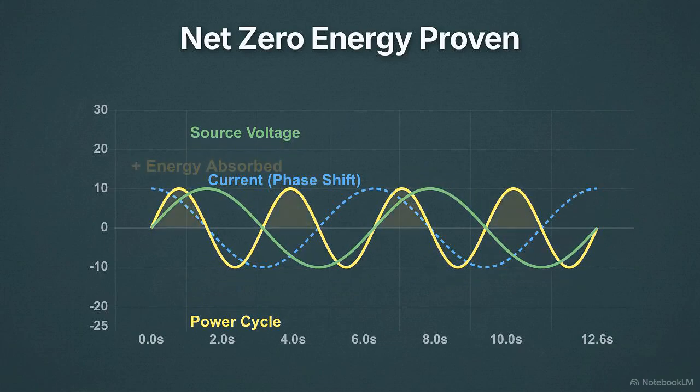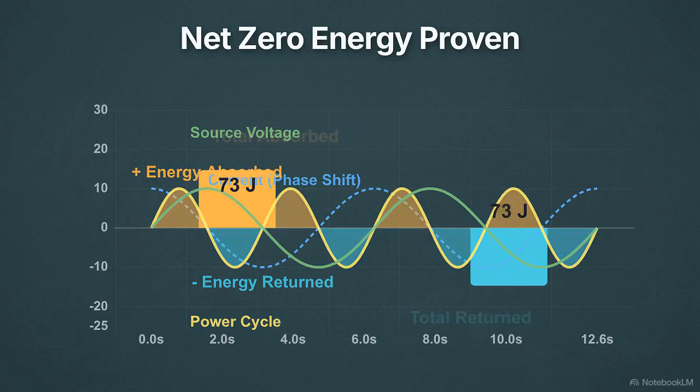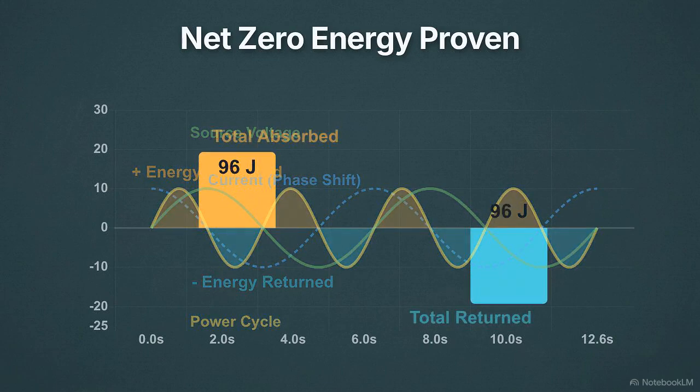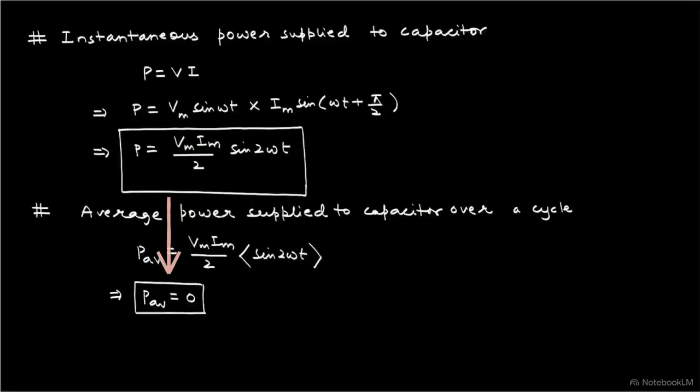During the positive portion of the power wave, the capacitor draws energy to build up its internal electric field. When the source voltage drops, the capacitor discharges and returns that stored energy to the source. Because of the 90-degree phase shift, the energy absorbed is exactly equal to the energy returned over each cycle. The mathematical conclusion, shown in the bottom box, is that the average power consumed over a full cycle is 0.